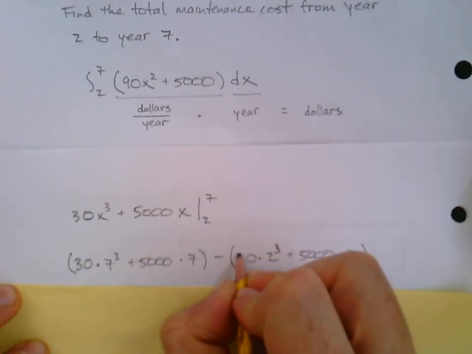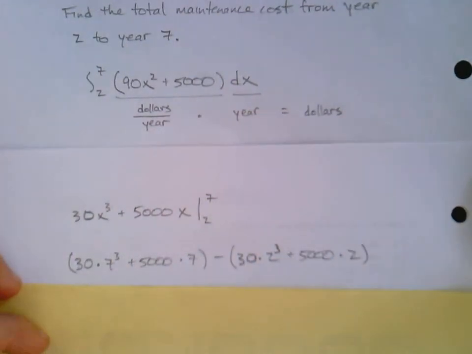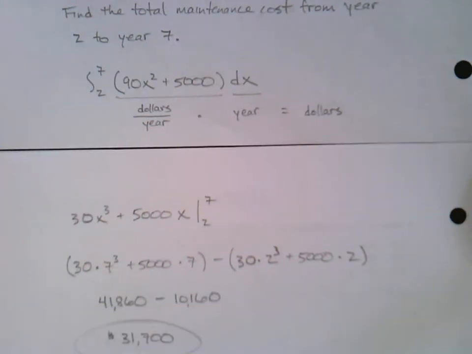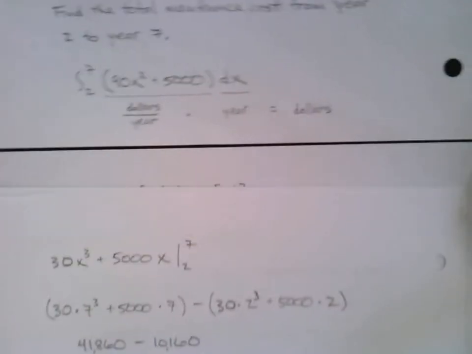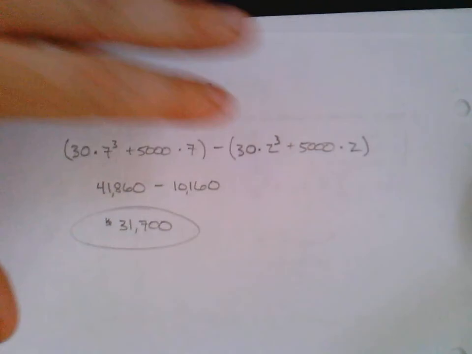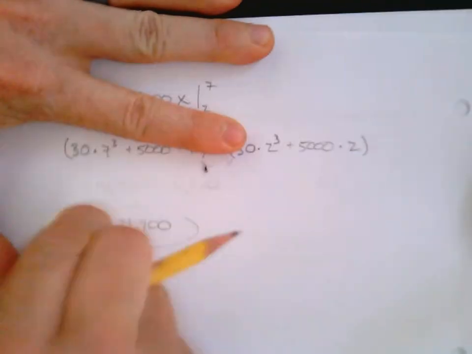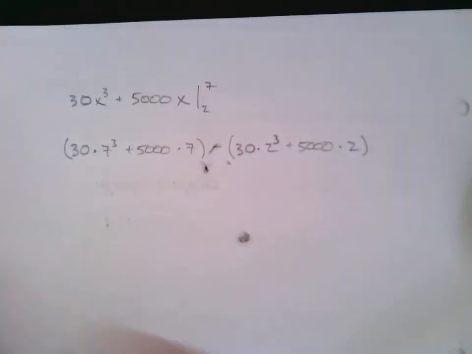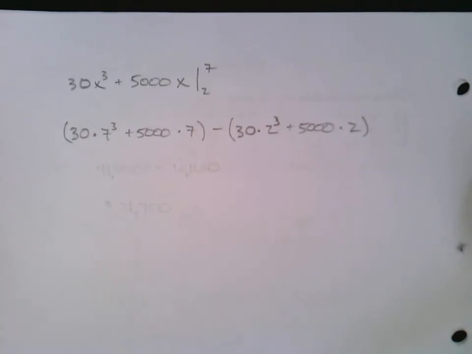We'll plug the 7 in. We'll subtract. We'll plug the 2 in. And I'm definitely going to have to change my answer here. My mistake. This is all going to be dollars. I was so excited about dollars per year and everything.